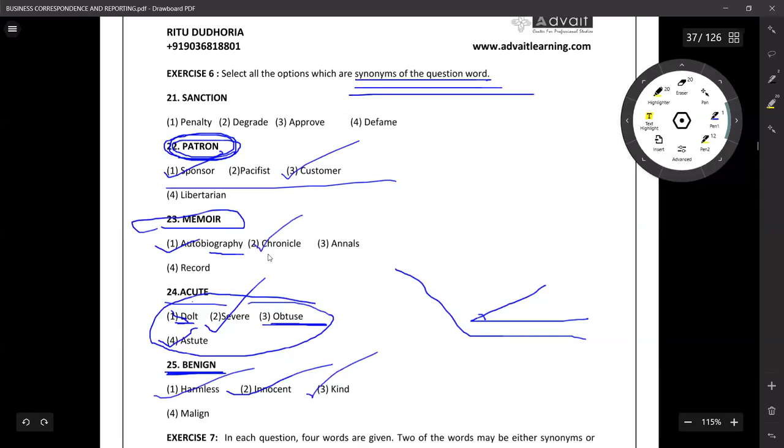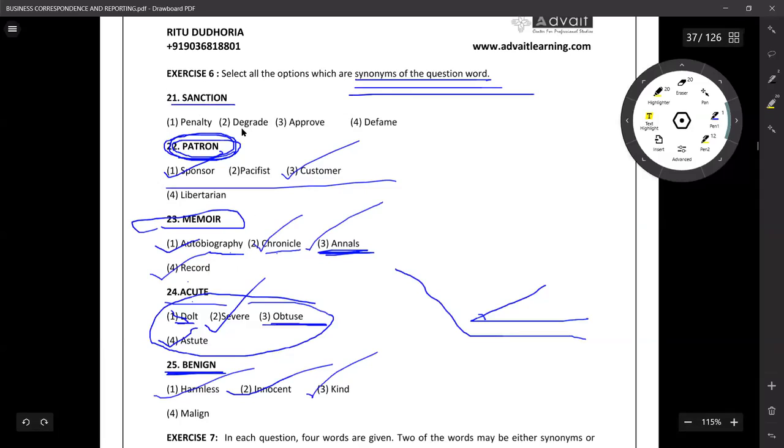It's a chronicle. Deccan Chronicle newspaper comes. That's nothing but a record. And annals, guys. Annals also means records, historical records. So in a way, all of these words are synonyms. They are similar in meaning. One thing you have to understand, guys, synonyms need not always mean exactly the same or precise. It can also be close or approximately the same in meaning. So the answer is autobiography, chronicle, annals, and record. All of them are forms of documentation or record.